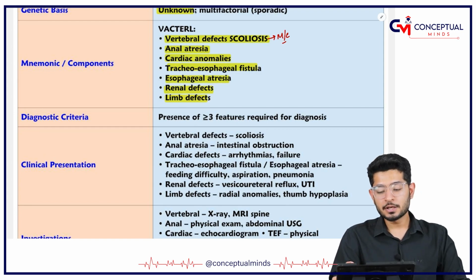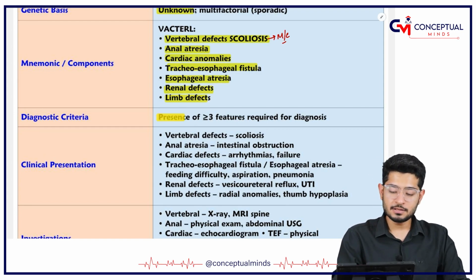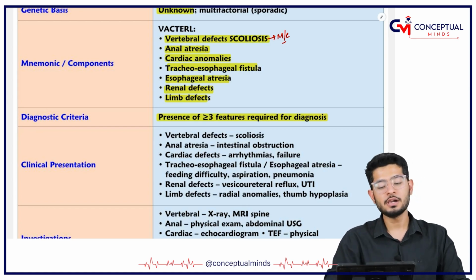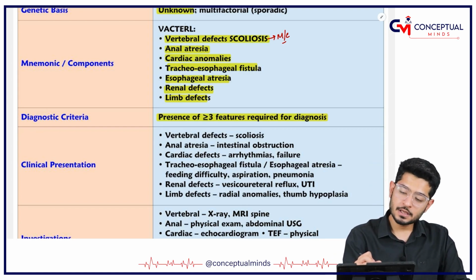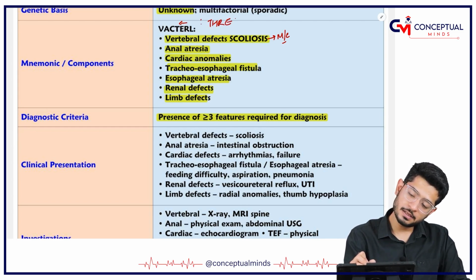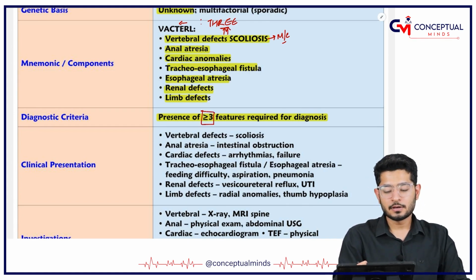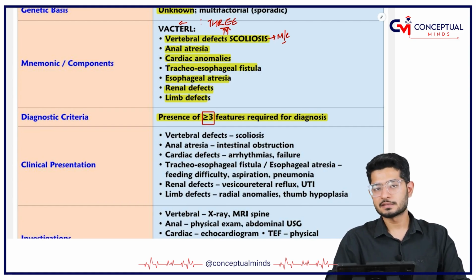The important part is that three or more features are required for the diagnosis of VACTERL abnormalities. Can you see this R and E coming? This R and E, the double E coming. So this R and E are important. Why? Because you have to remember that if three or more are positive, then we can say it's VACTERL abnormality positive.